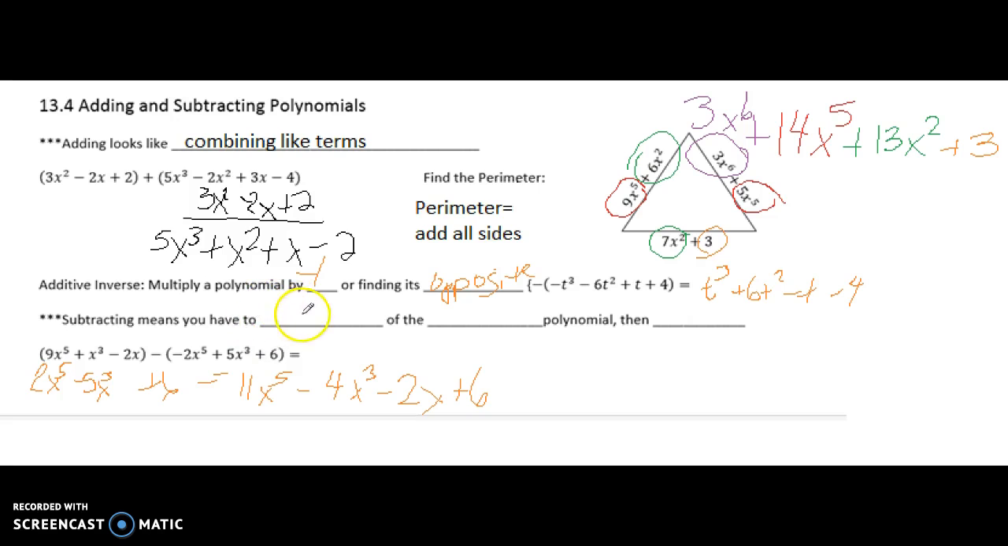So subtracting means you have to change the sign of the second polynomial and then add.